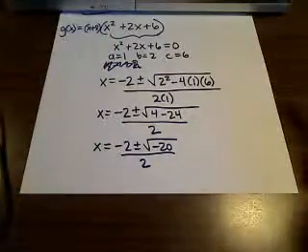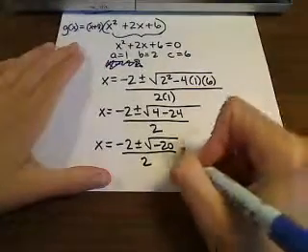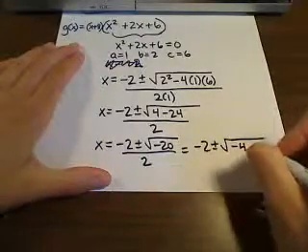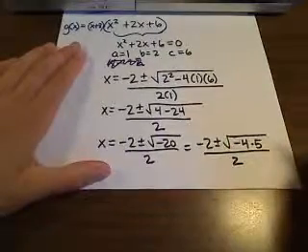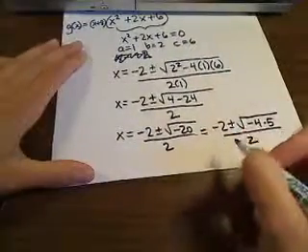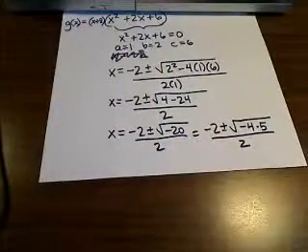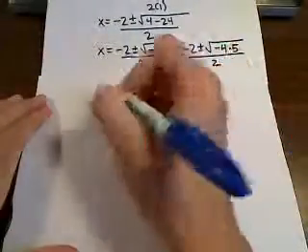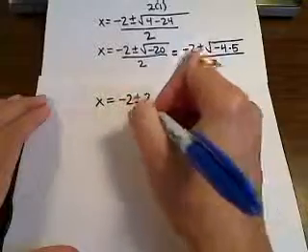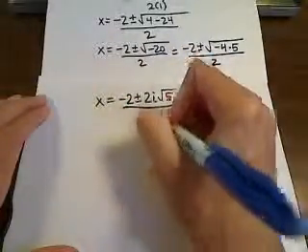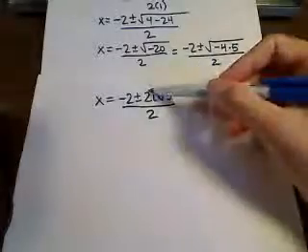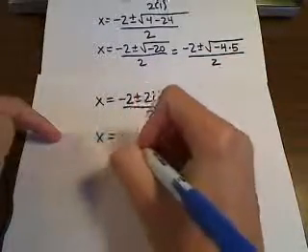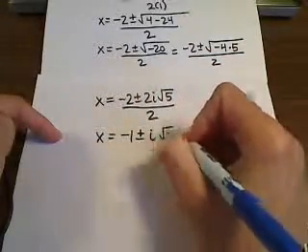This can simplify. The square root of 20 has a 4 and a 5 in it, so I'll just write it out for you. I'm going to call it a negative 4 times 5. And the square root of negative 4 is actually 2i. So this becomes negative 2 plus or minus 2i square root of 5 over 2. That's taking the square root of negative 4 right here and simplifying it to 2i. And then this 2 is going to divide each of these pieces, so this becomes negative 1 plus or minus i times the square root of 5.